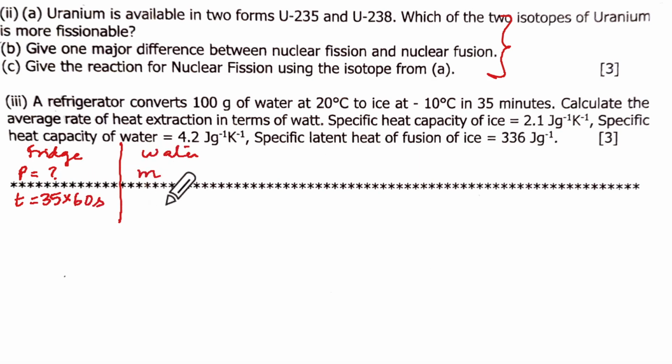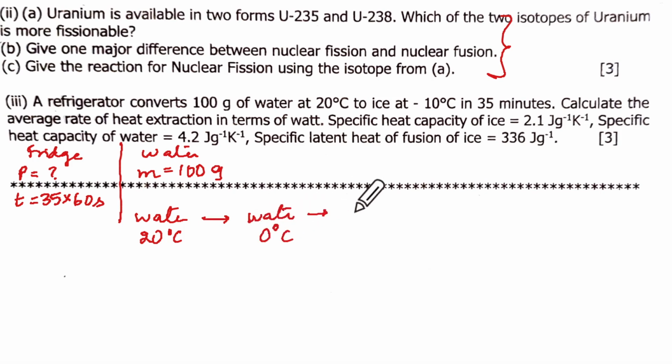For water, remember this requires the schematic diagram. Now mass is equal to 100 grams, which is good, but we will have water at 20 degrees C. First it will become water at 0 degrees C. Then it will become ice at 0 degrees C, and then it will become ice at minus 10 degrees C. So this will be your Q1, Q2 and Q3.